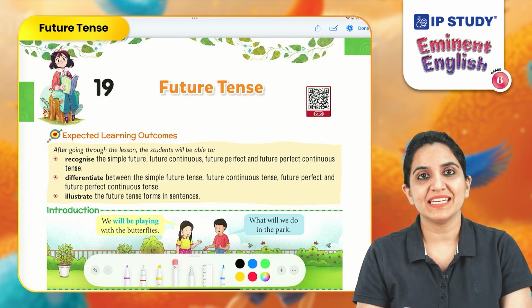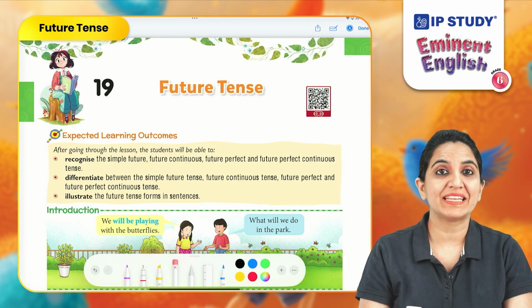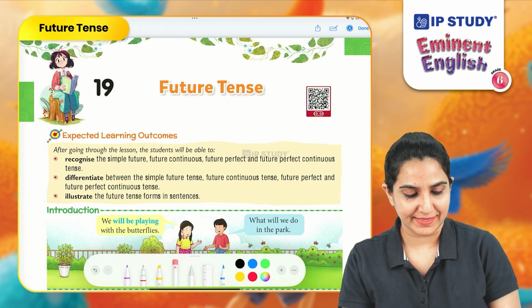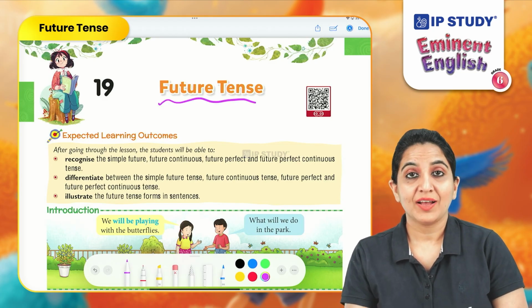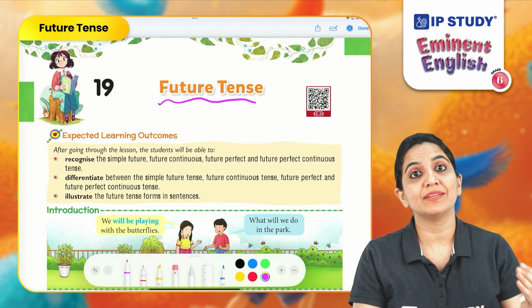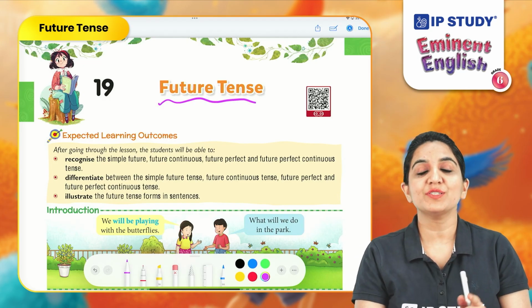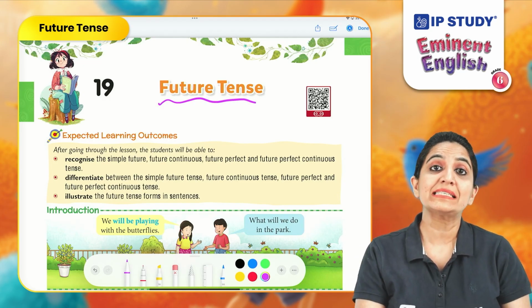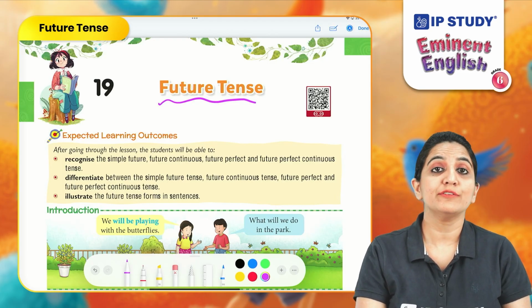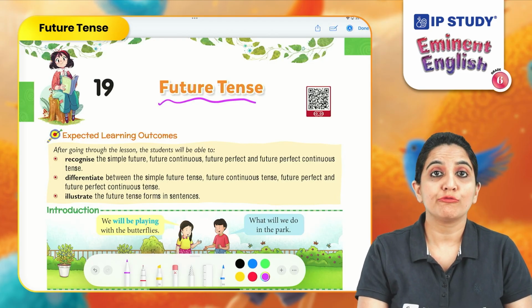Today we will discuss the 19th chapter of Grade 6 English Grammar and our topic is future tense. Well, we are going to sit in the time machine and travel to the future because we will talk about the actions that will take place later, that means in the future. Well, that is future tense.